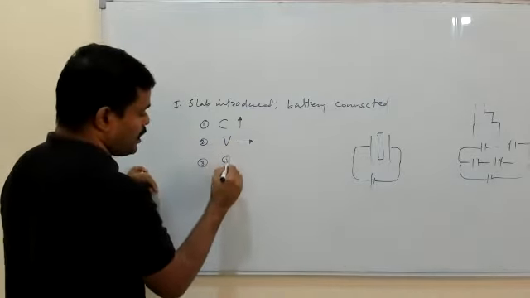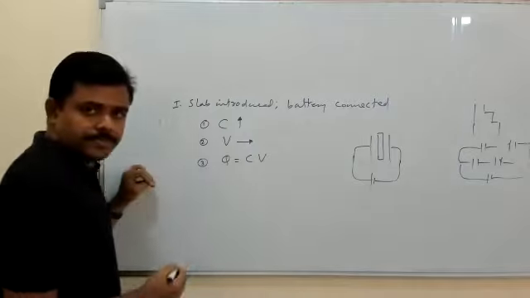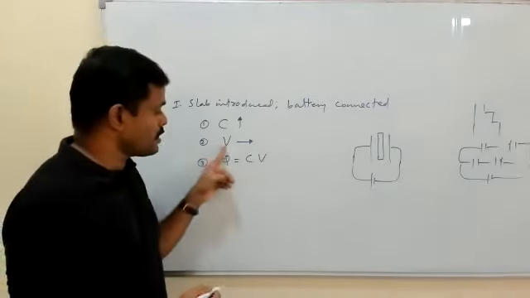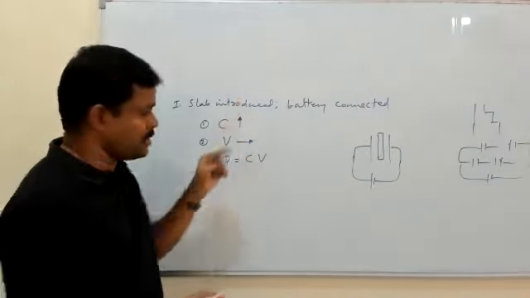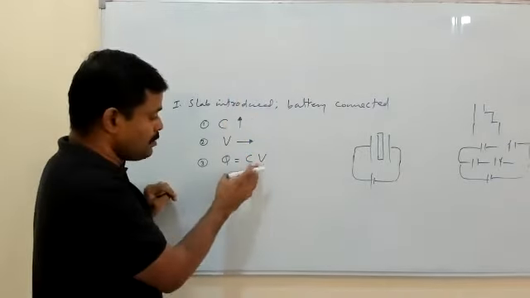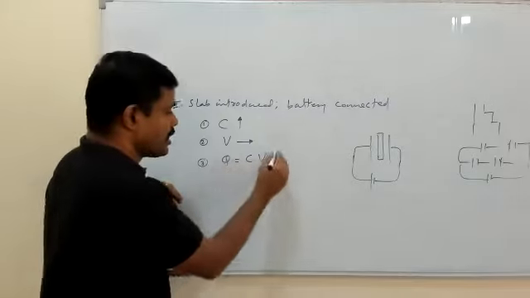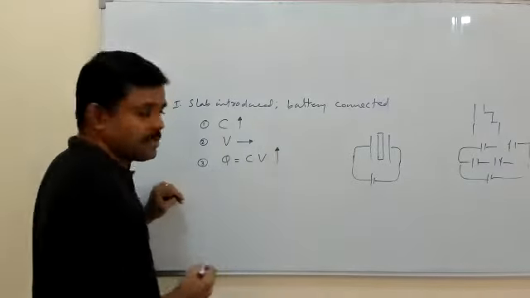How do you write Q now? Q is equal to CV, right? V is a constant. What is happening to C? C is increasing. So V is a constant, but C is increasing. So charge is also increasing.